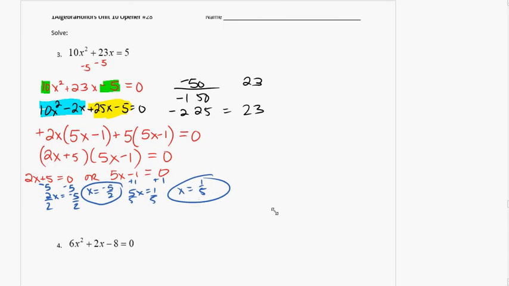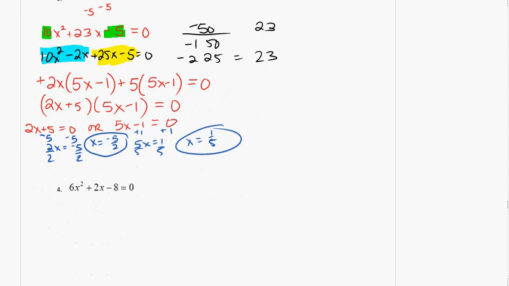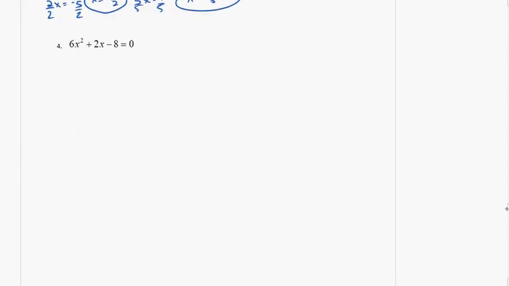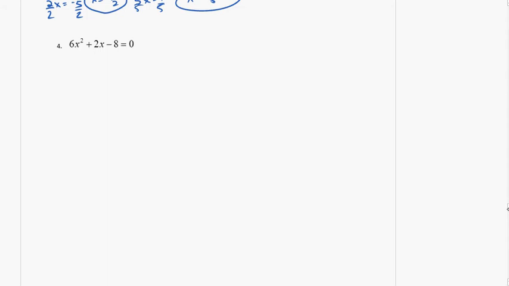Alright, looking at the next one. 6x squared plus 2x minus 8 equals 0. Now, you could just start factoring, but I like to factor out, right? I notice that 2 goes into all of these. So I'm going to factor out a 2, and get 3x squared plus x minus 4 equals 0, because that makes my problem a lot easier.